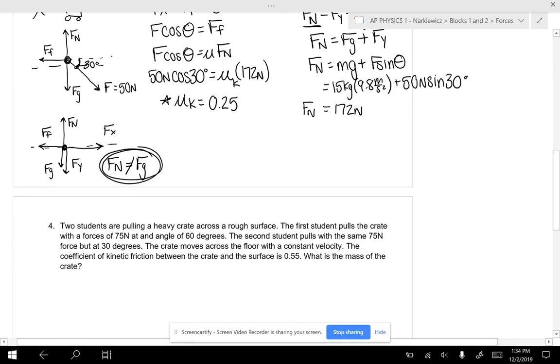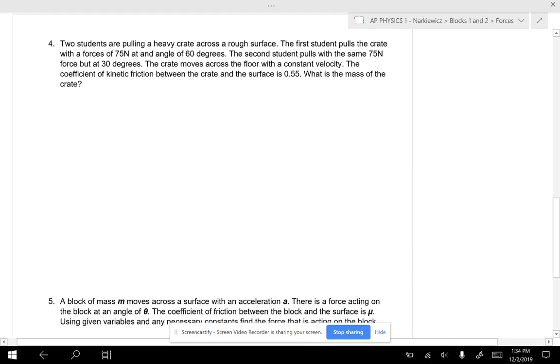Okay. Now, question number 3, which actually says question number 4, because we all know I'm terrible at formatting. We have 2 students pulling a heavy crate across a rough surface. The first student pulls the crate with a force of 75 newtons at an angle of 60 degrees. The second student pulls with the same 75 Newton force, but at 30 degrees.